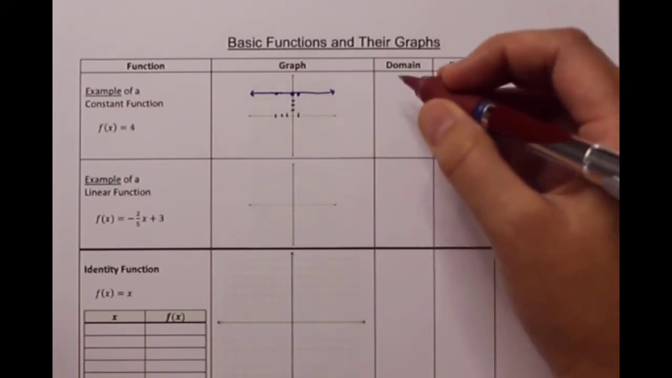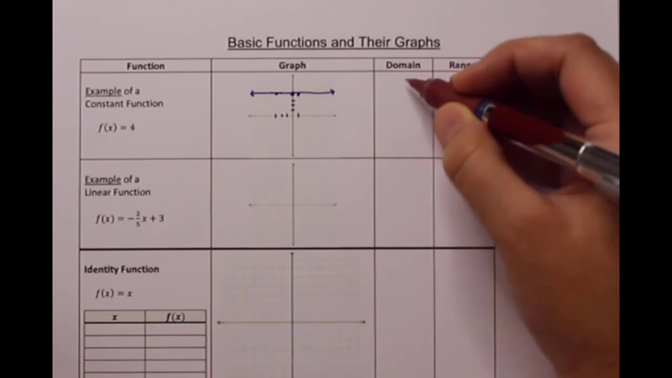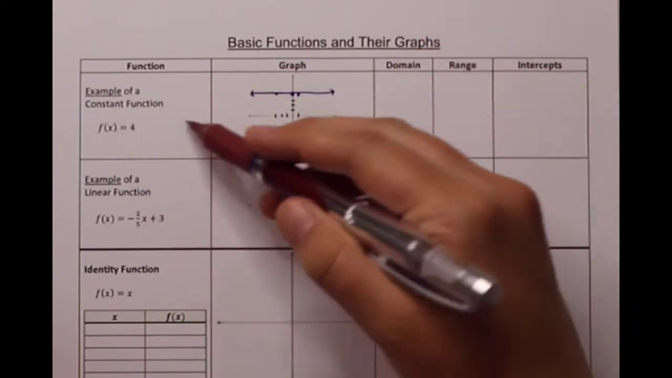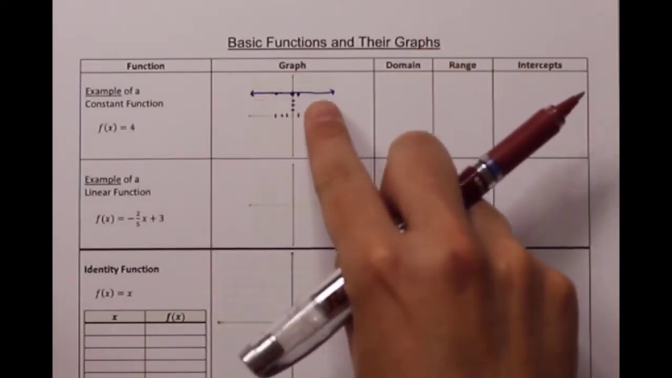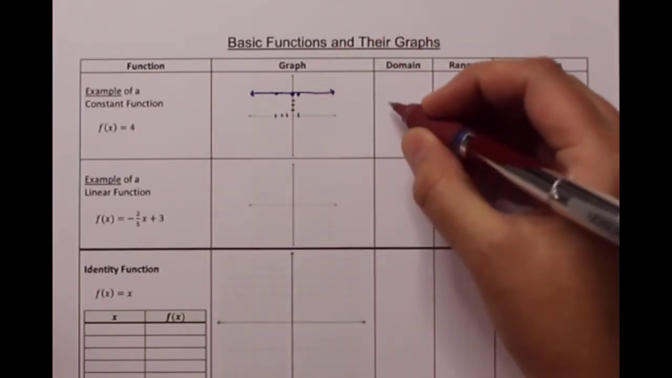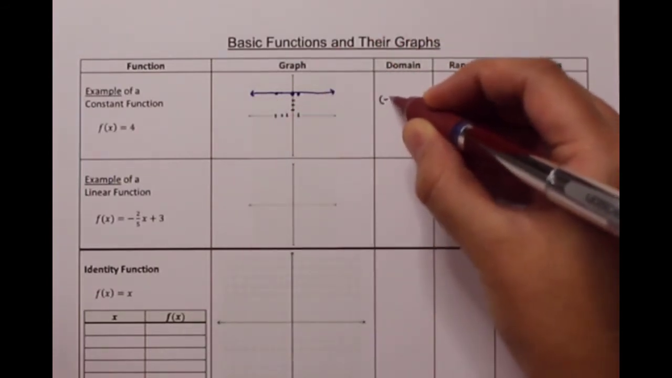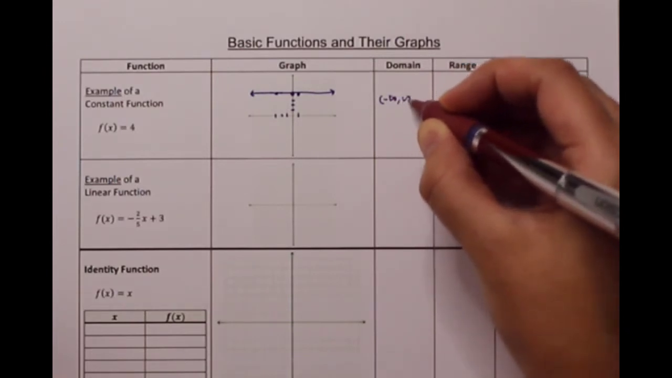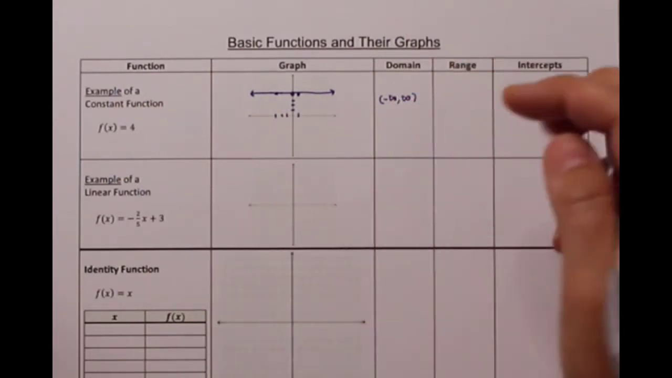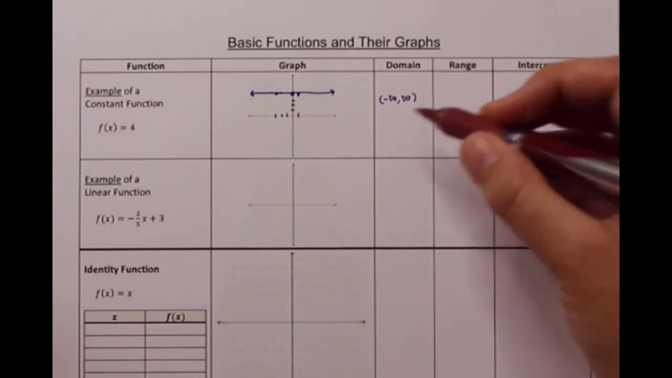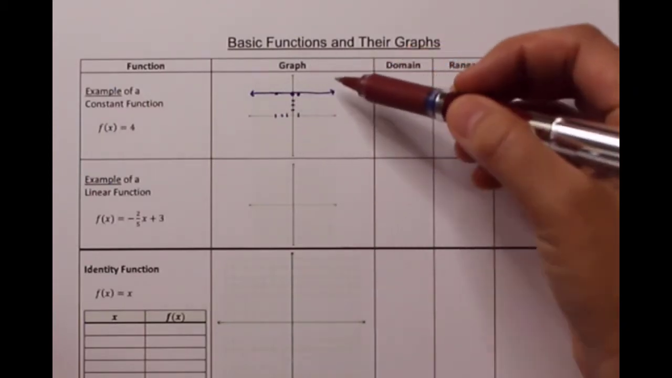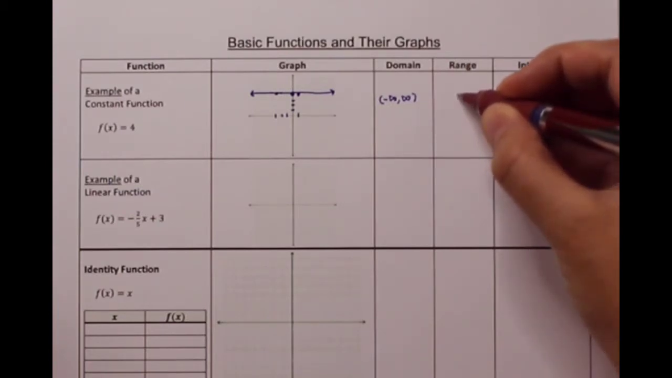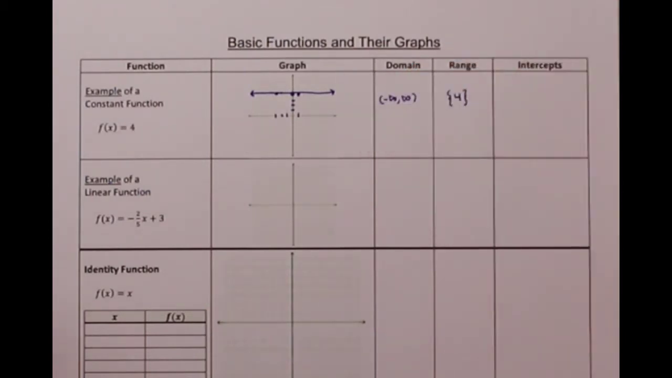The domain, remember domain meant input, so the inputs that go into this function. Well, x can be anything, and you can tell from the graph it goes all the way to the left and all the way to the right. X can be any number, so it goes from negative infinity to positive infinity. All x values work. The range is what comes out, the y values, and the only y value that ever came out of this function was 4. So this goes from 4 to 4, or the way we can write it is the set containing 4. 4 is the only output, so it's the only thing in the range.